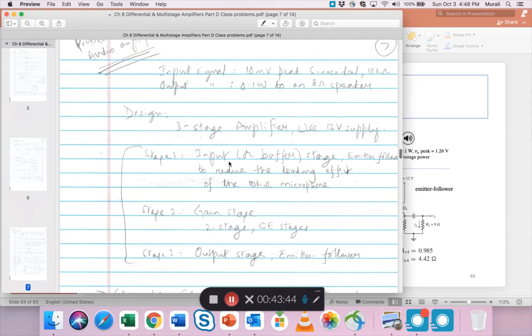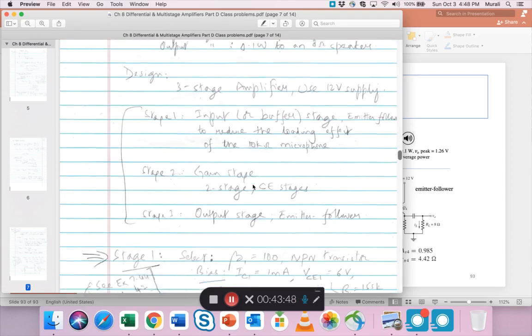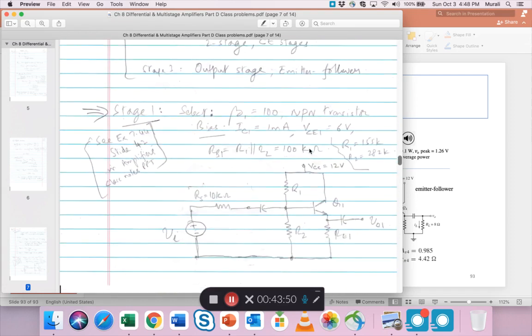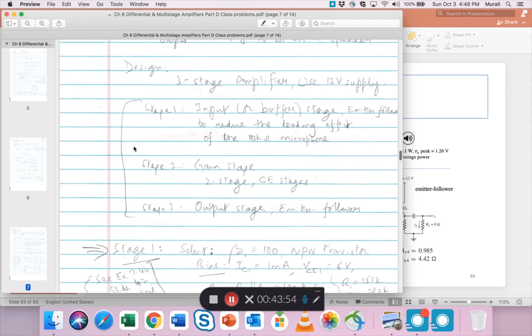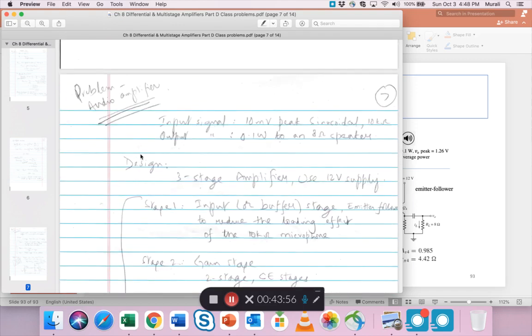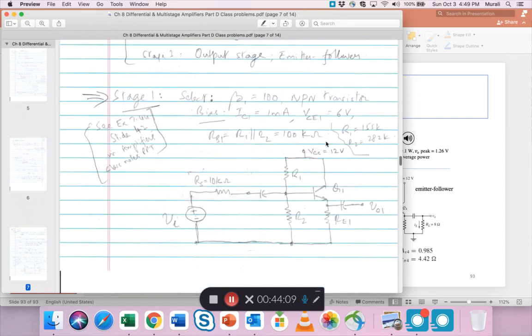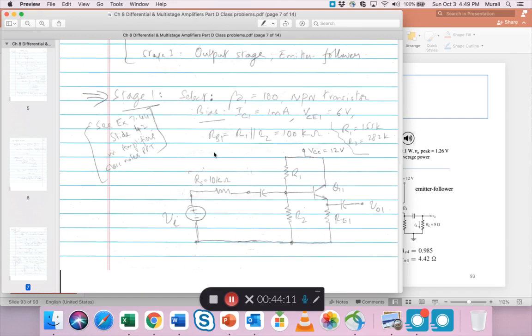So stage 1 is the input or buffer stage, an emitter follower. Stage 2 is a gain stage. Stage 3 is an output stage. So how do you go about creating a design? Because all you are told is, hey, give me an audio amplifier. The input signal is 10 millivolts peak and it has a 10K source resistance. The output wattage has to be 0.1 watts going into an 8 ohm speaker, right? That's all you've been told. So based on that, you have to make a lot of assumptions. You have a lot of freedom to pick things.